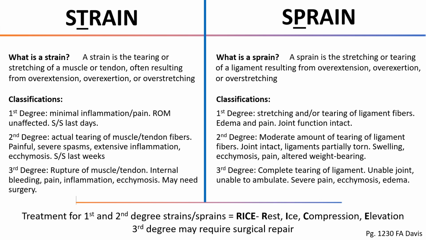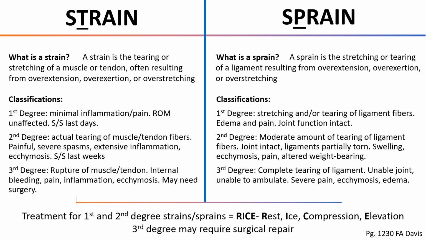We're going to do compression. So put an ACE wrap or a similar compression dressing to minimize further swelling. Further swelling delays healing. The dressing should be wrapped tightly, but not enough to alter neurovascular function. We want to ensure that circulation, movement, and sensation remain intact. We want to elevate the affected area to minimize dependent swelling. To remember this, think RICE. We want to rest, ice, compress, and elevate.